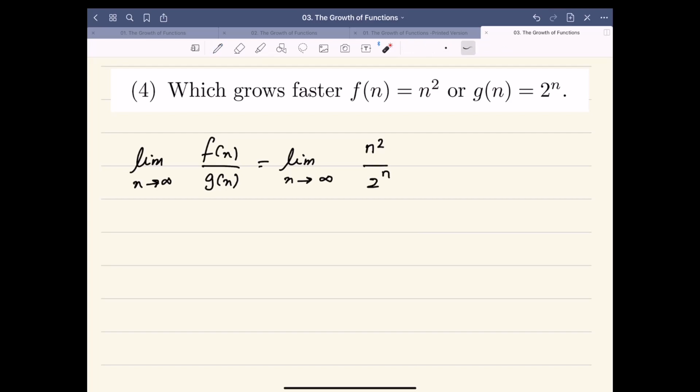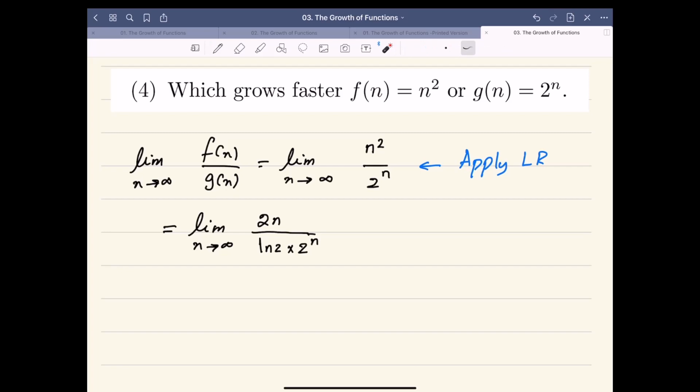Since the limit of n squared as n goes to infinity is infinity, and the limit of 2 to the power n as n goes to infinity is infinity, we have infinity over infinity, so we can apply L'Hopital's rule. When you apply L'Hopital's rule, we will have the limit as n goes to infinity. First, we need to find the derivative of n squared, which is 2n, divided by the derivative of 2 to the power n, which is equal to ln 2 multiplied by 2 to the power of n.